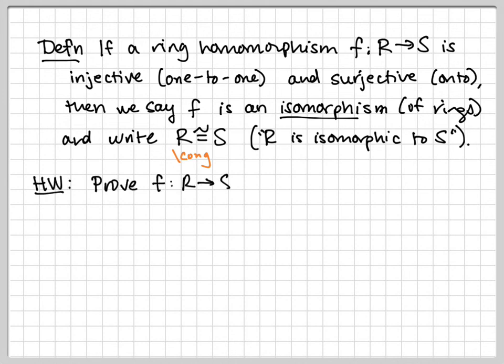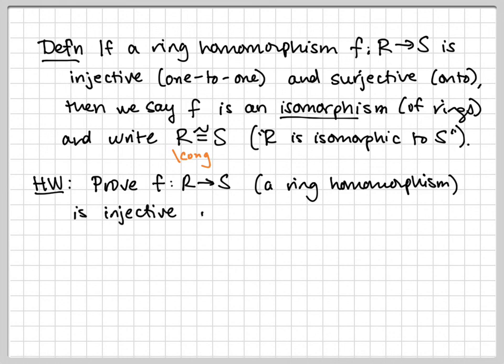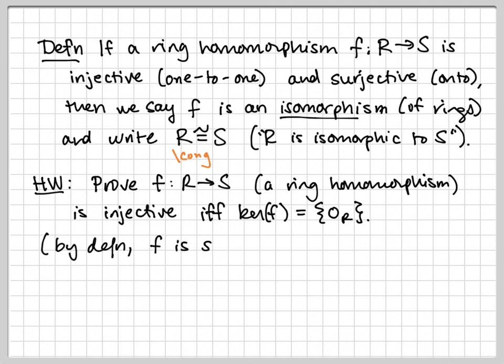So here's some homework for you. Prove that given a ring homomorphism F from R to S, it's injective if and only if its kernel is just 0. There's nothing interesting in the kernel. The only thing that's in there is 0. We know 0 has to be in there because, by our properties of ring homomorphisms, 0 goes to 0. And the definition of surjective essentially says that the image of F is all of S.